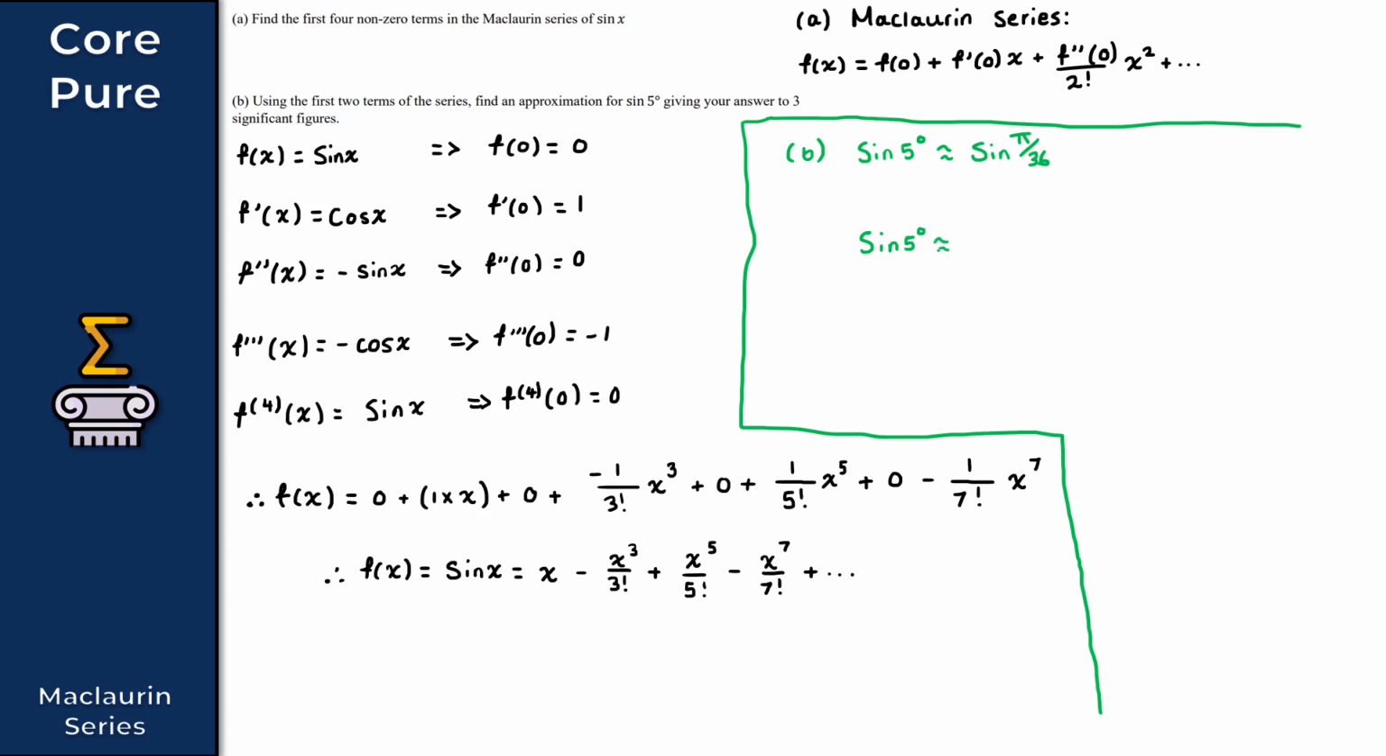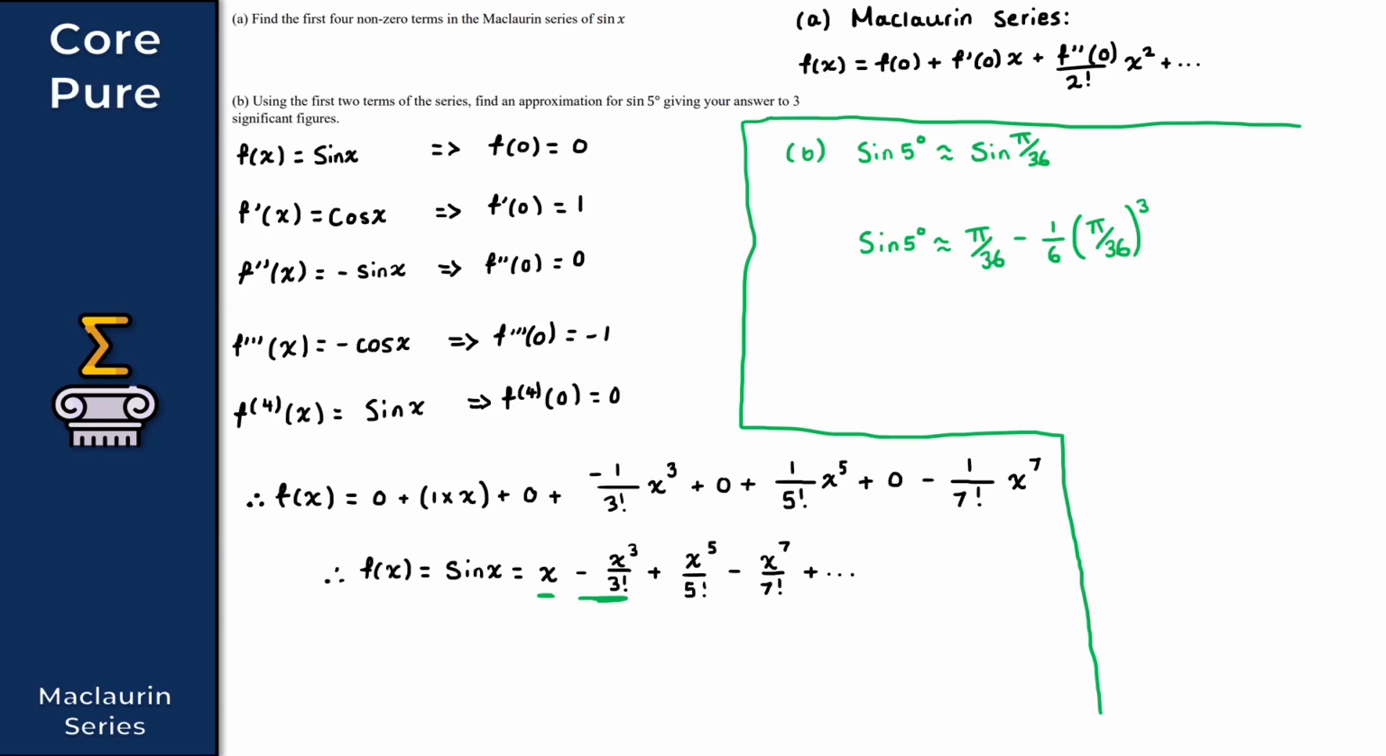So for sine of 5 degrees, this will be approximately, using the first 2 terms, so this term here and this term here. So we get x, where x is just pi over 36. We get pi over 36 minus, so x cubed, that's going to be pi over 36 cubed. And then we times it by minus 1 over 6, because 3 factorial is just 6, right? This is the 1 over 3 factorial. And then we times it by x cubed, where x is pi over 36. So pi over 36 cubed, like so.